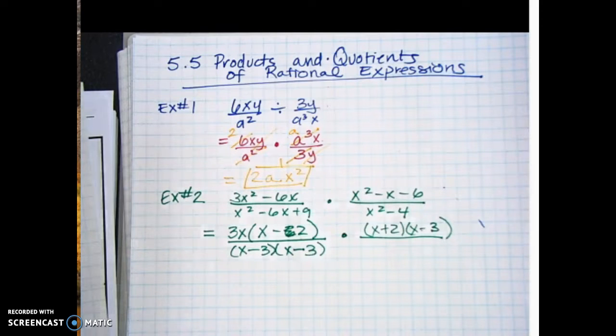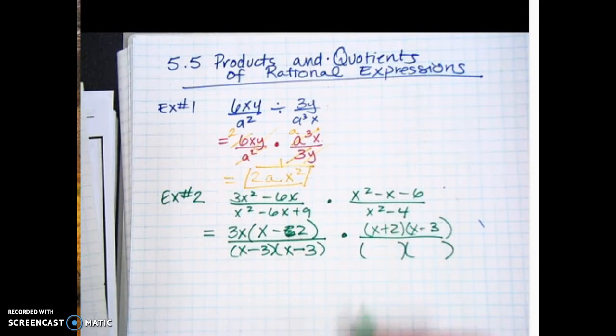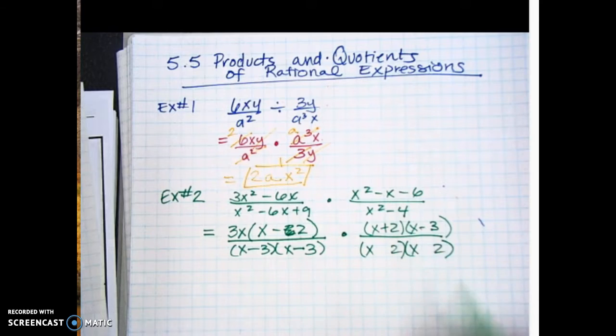No GCF, but definitely a special pattern, right? Easiest way to know it is because it's only 2 terms, right? So that's the one where you take the square root of each. Square root of x squared is x and x. Square root of 4 is 2 and 2. And your signs are what and what? Plus minus. Okay? Once you've completely factored everything, at this point, if there's canceling, cancel away, right?